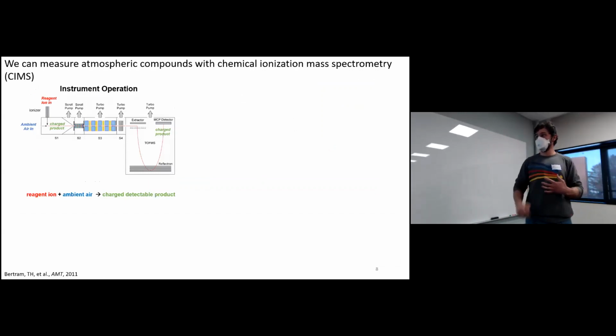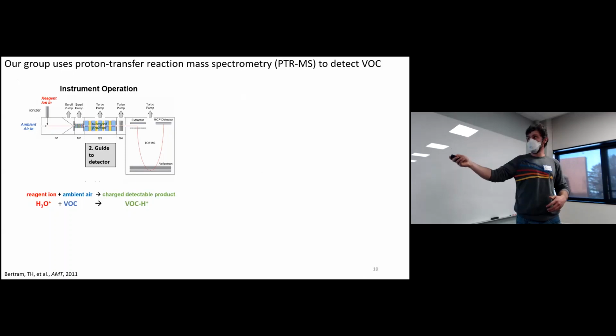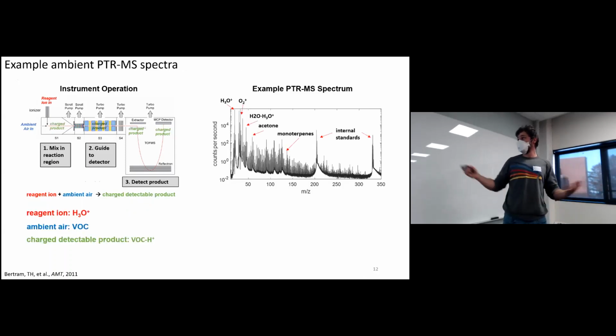So what I do, and our group measures these species, using something called mass spectrometry, or specifically chemical ionization mass spectrometry, which detects species in the atmosphere based on their mass. It relies on something called the reagent ion mixing with ambient air to make a charged product. For example, we use PTRMS, or proton transfer reaction mass spectrometry, and we generate an H3O+ ion that mixes in the front of the instrument with our ambient air containing VOC, and then that'll make a charged detectable product, and it travels through the instrument and is guided to the detector that actually measures that mass or that product. And what a spectrum looks like is this.